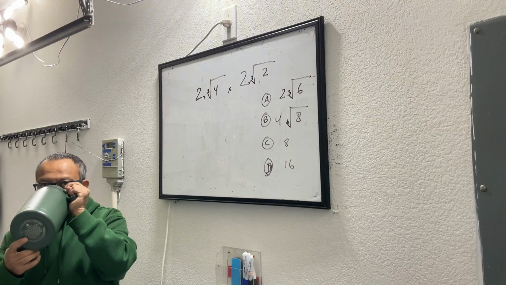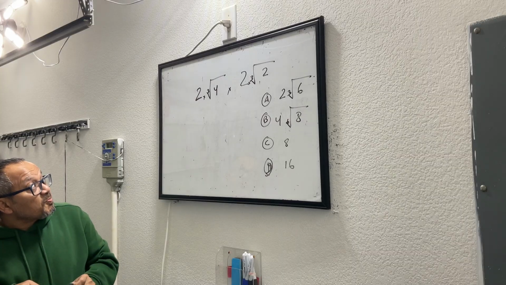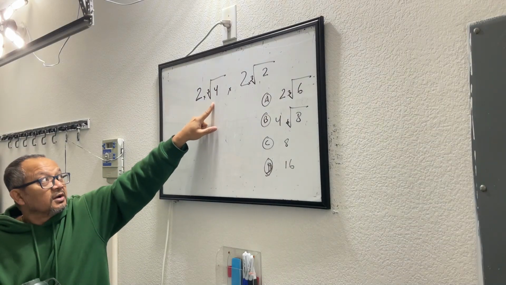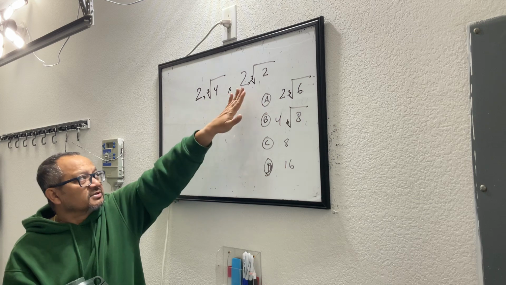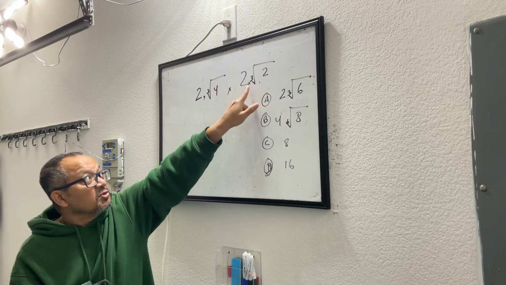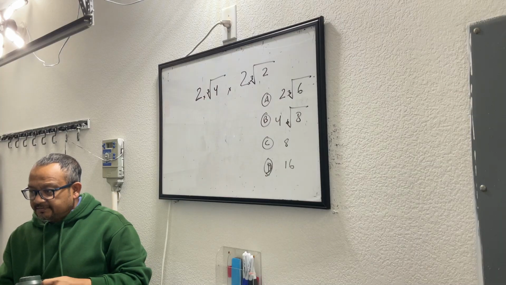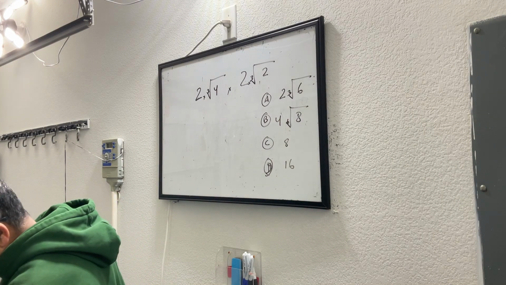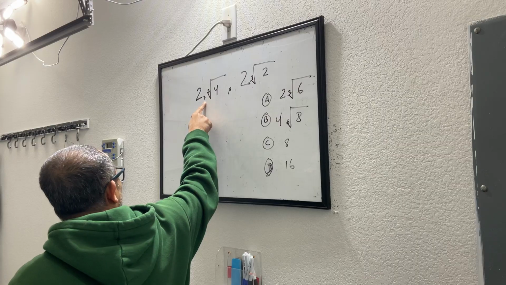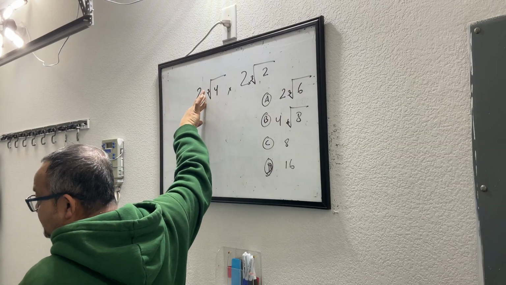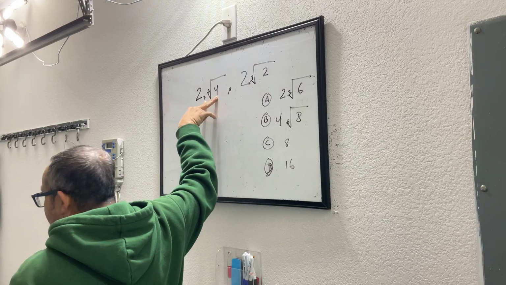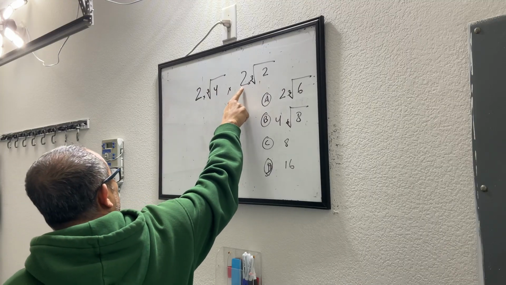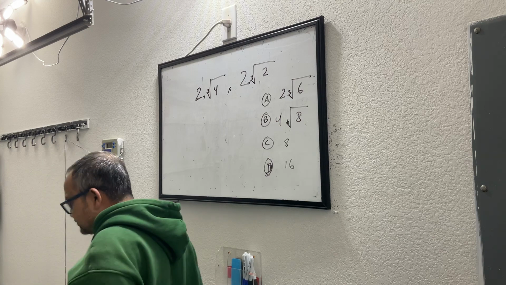What's the first one? Two times cube root of 4. Second term is 2 times, and this is the second part of this expression, 2 times cube root of 2. 2 times cube root of 4 times 2 times cube root of 2.